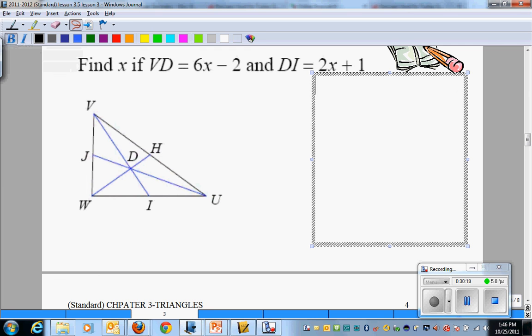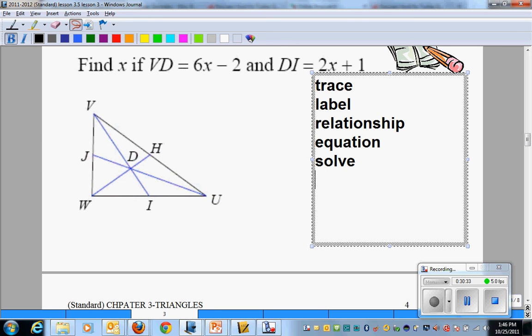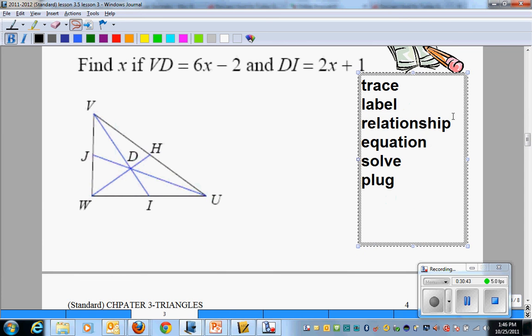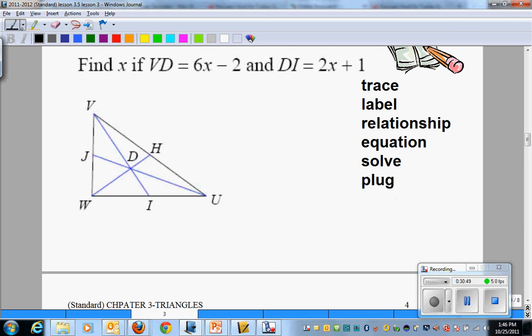Okay, next to the person's problem, in red, write this list down: trace, label, relationship, equation, solve, plug. Put this list next to where they were working, please. This list is going to guide you through how this is done properly. They're going to need to make reference to this list. Put a giant star next to relationship, because that's what most people forget.